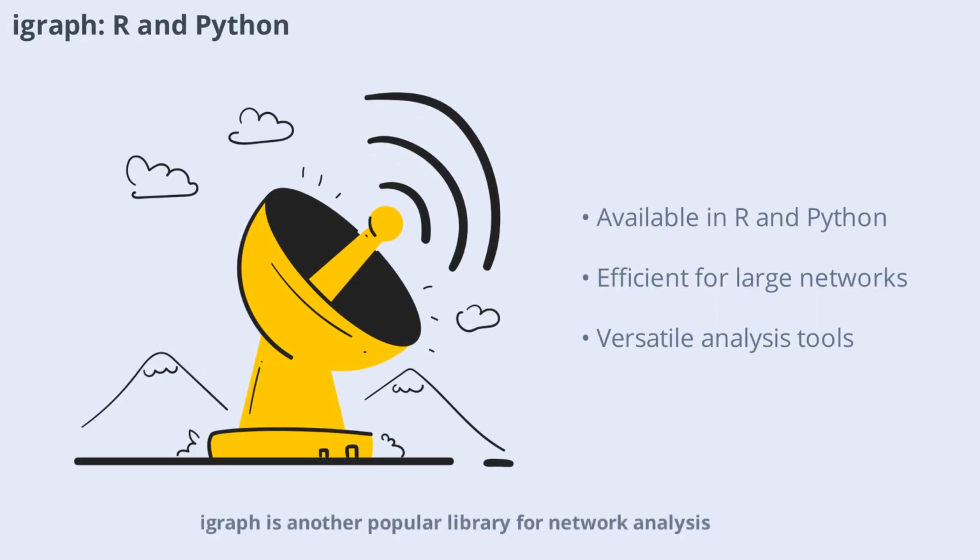iGraph is another popular library for network analysis, available in both R and Python. It offers efficient algorithms for large networks and supports a wide range of analysis tasks, from basic metrics to community detection. iGraph's visualization capabilities are robust, and its performance makes it suitable for handling big biological datasets. Researchers appreciate its versatility and speed.